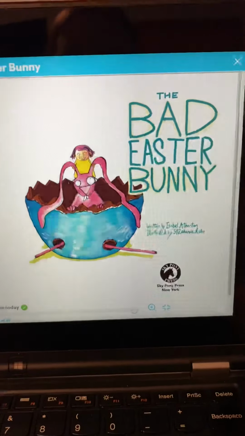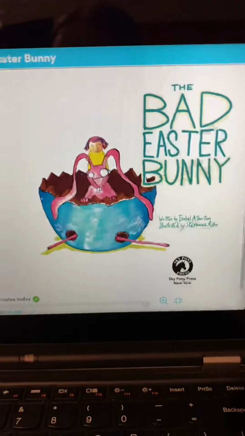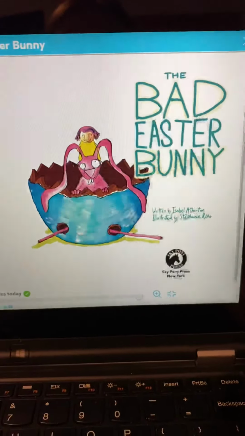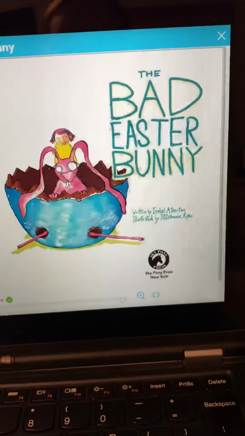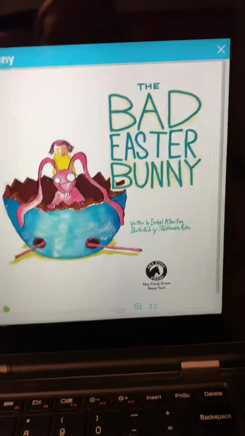Today, we're going to read a book about an Easter bunny, and we're going to figure out who our characters are as we read. This book is called The Bad Easter Bunny. When you read, it's really important to look at the cover, because the cover could tell you who our characters could be. So, right away, I see an Easter bunny right there, and I see a little girl. So, they might be our characters in this book. We'll have to read and find out.